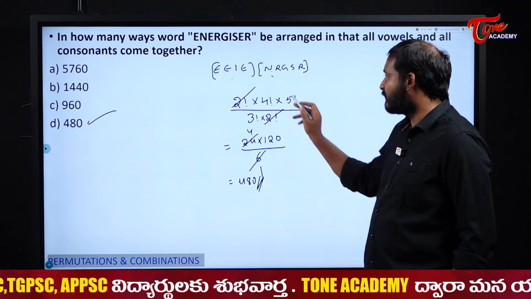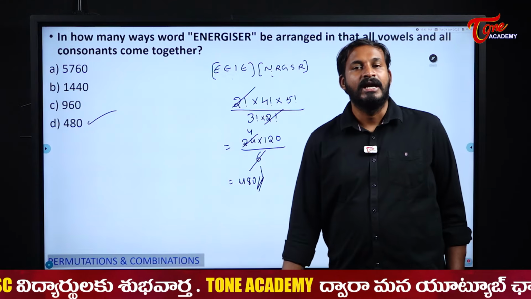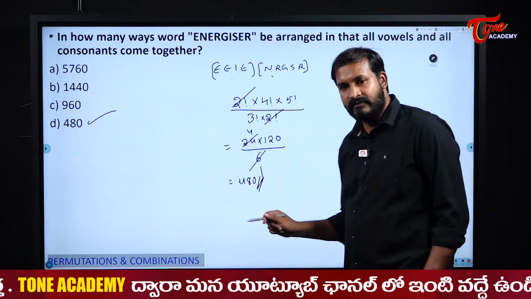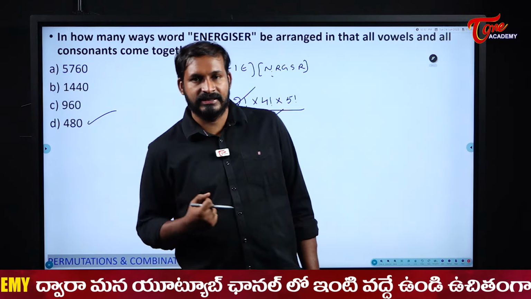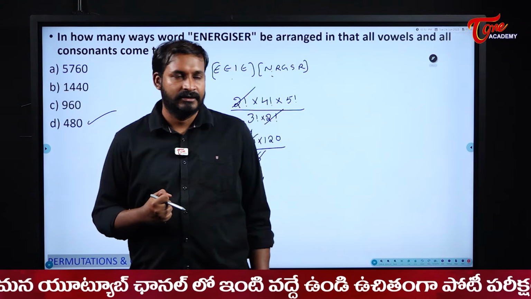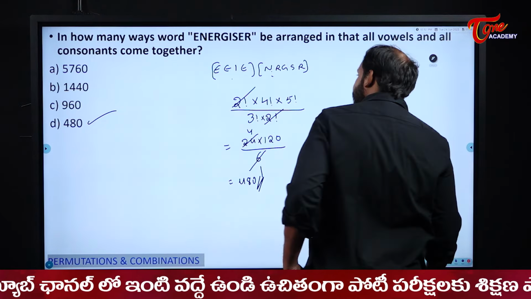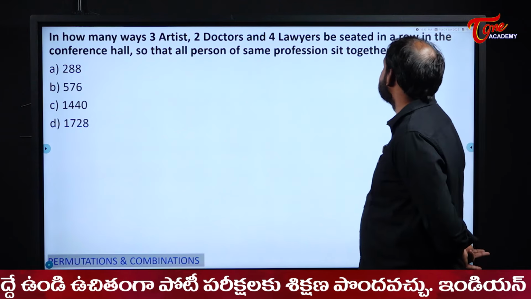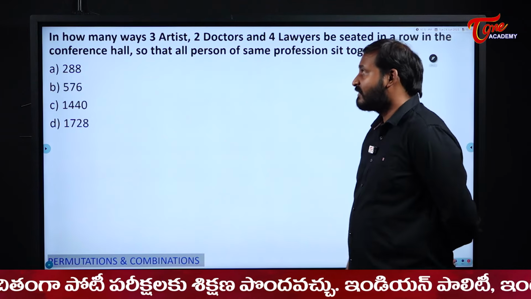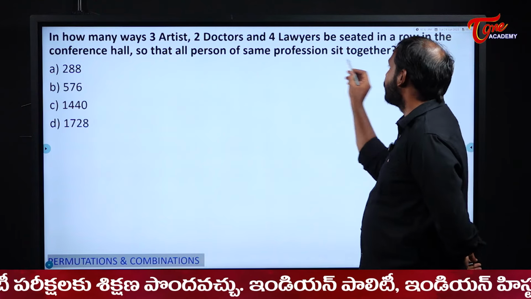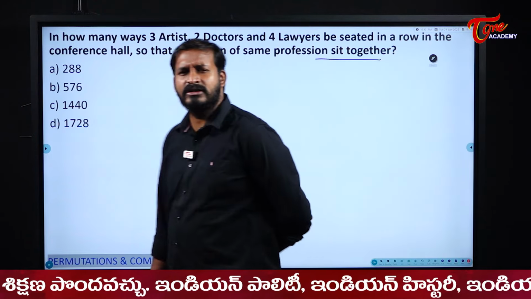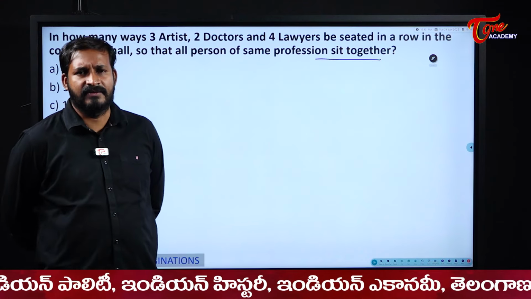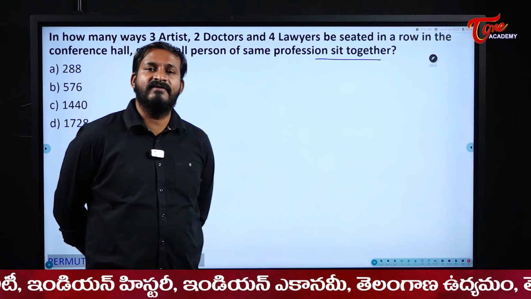Please be careful, students. Whenever there is repetition, immediately we will have the denominators. So please be careful while solving these repeated-letter cases. Okay. Next one. In how many ways can 3 artists, 2 doctors and 4 lawyers be seated in a row in the conference hall, so that all the persons of the same profession sit together? This is similar to our consonants and vowels sitting together, right? The concept is the same. There we had only 2 groups, but here we have 3 groups.